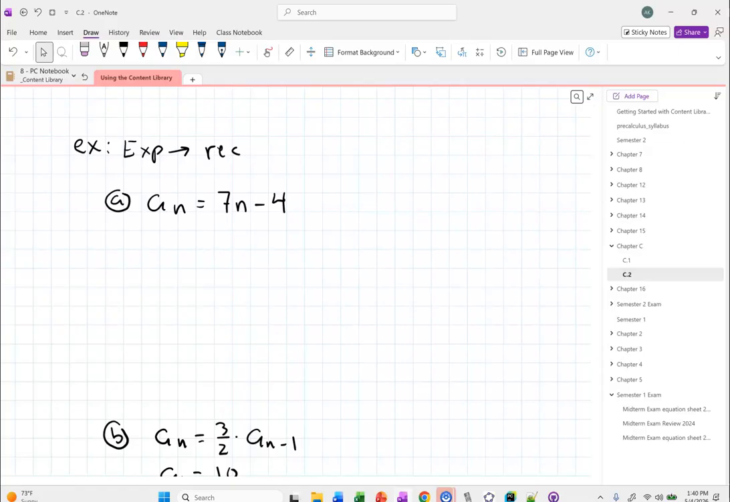So if I look at example A, that's an explicit formula, right? Because it's defined in terms of n. What type of sequence is part A? Is that arithmetic or geometric? It's arithmetic. How do I know? It looks like a linear function, right? Looks like mx plus b. Everybody agree? If you remember, for an arithmetic sequence, the common difference, the d, is the same as the slope.